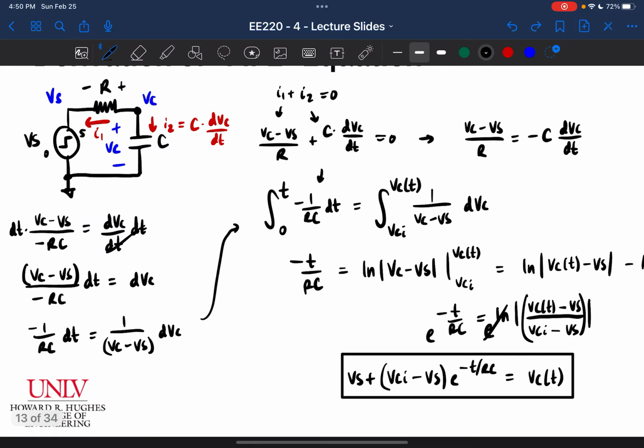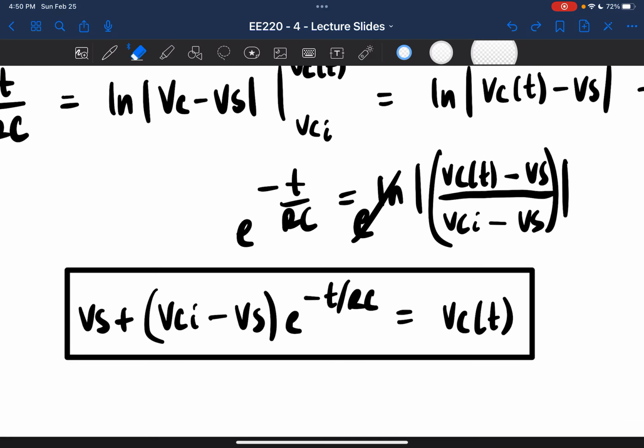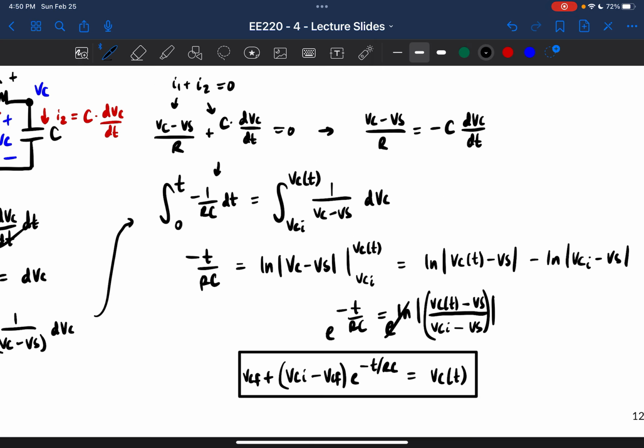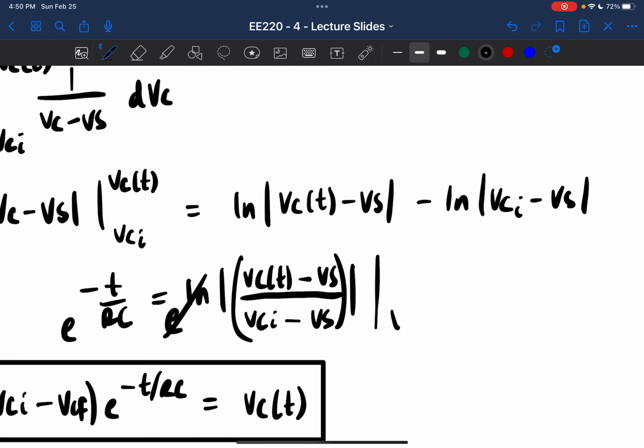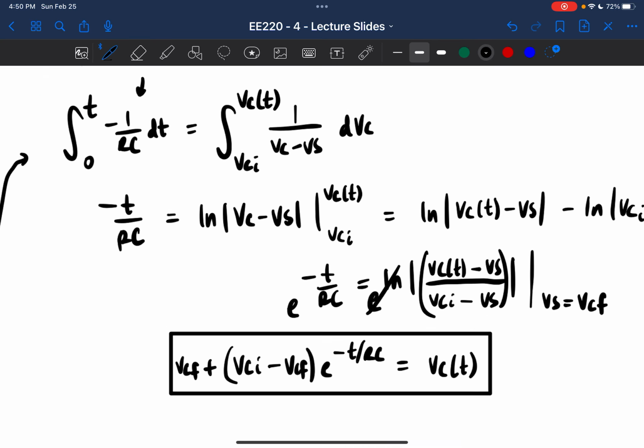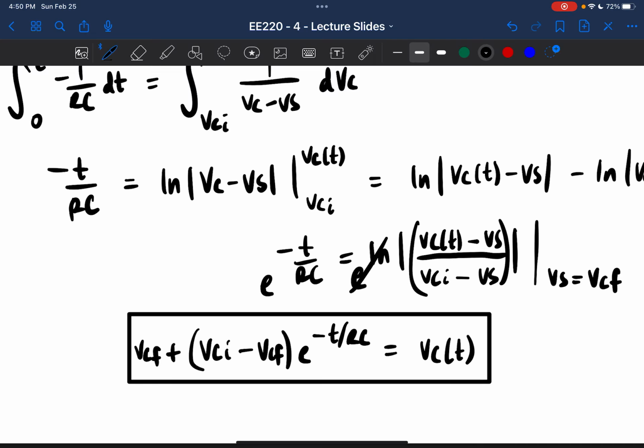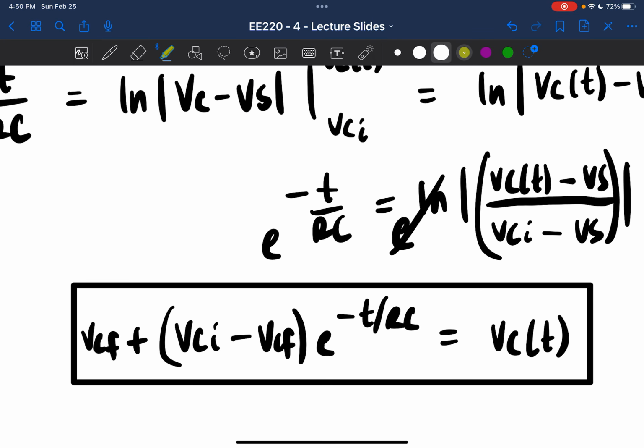Okay, so instead of saying VS, I can come in here and change these VS's to VC final, the final capacitor voltage, okay? Or better yet, I could even just do this right here, and I can say I want to evaluate as VS is equal to VC final, okay? And now this expression, let me pull out my highlighter here. I have VC final plus VC initial minus VC final multiplied by this exponent gives me VC of t.